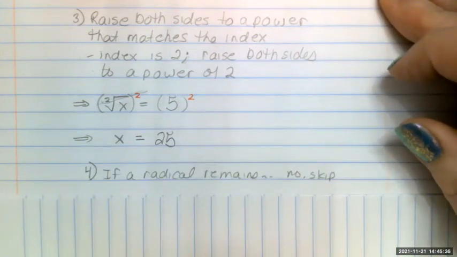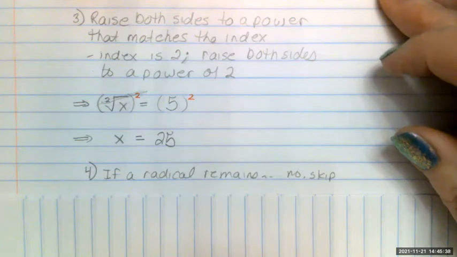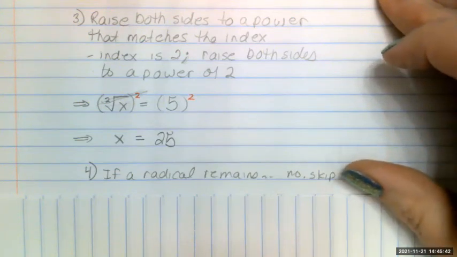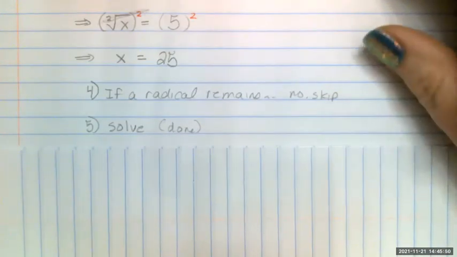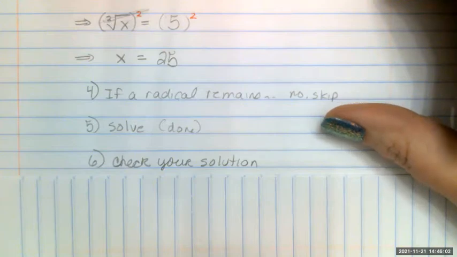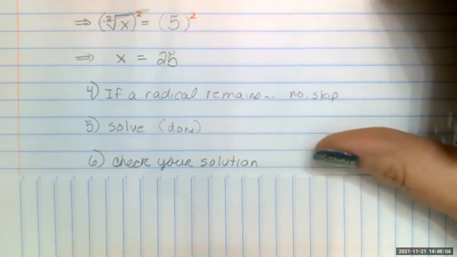Step 4 says if a radical remains, and so on. No, I don't have a radical that remains, so I'm going to skip step 4. Step 5 is to solve. Well, I already did that. So what happens when you're done solving it? You need to check your solution.